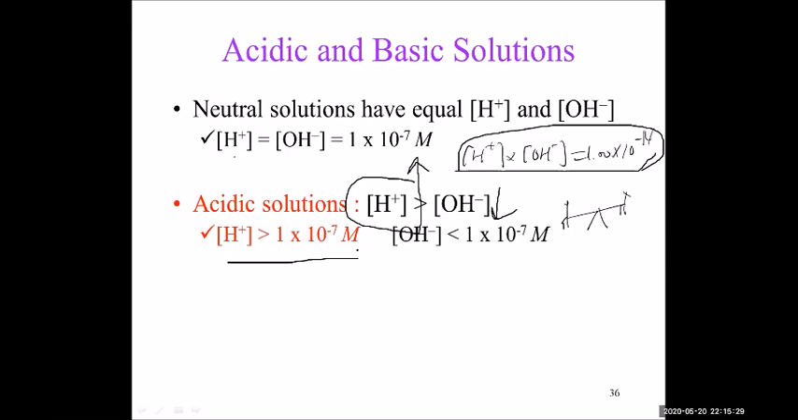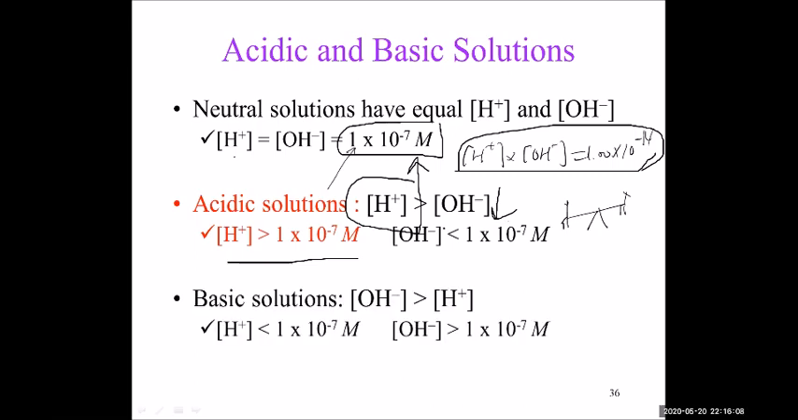And if you use the 10 to the negative 7 as a benchmark, as a reference, as a control, this is neutral. So if the proton concentration is more than that, that'll be acidic. When the protons are more than that, then the hydroxide will have to be less than 10 to the negative 7 M. It's low. Neutral is when these two are equal, both equal that. One goes up, the other goes down.